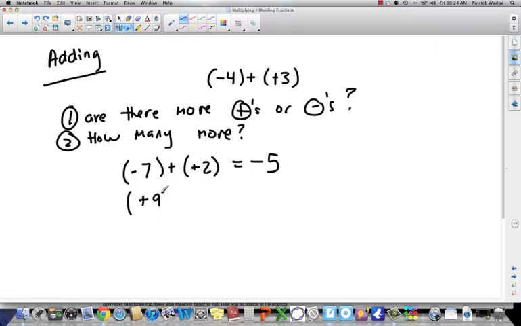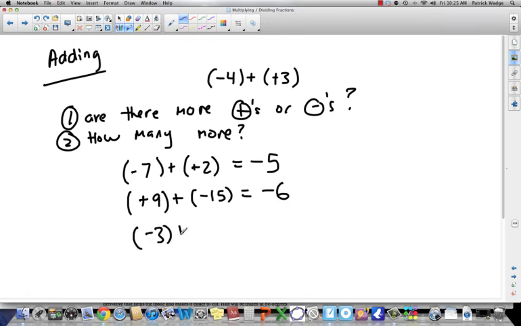Okay, let's look at another one. Positive 9 plus negative 14. Nah, let's do negative 15. What do you have more of, positives or negatives? Well, again, you have more negatives because there's 15 of them compared to 9. How many more negatives are there than positives? Well, if 9 of them can be canceled out by this positive 9, how many are left? 6.